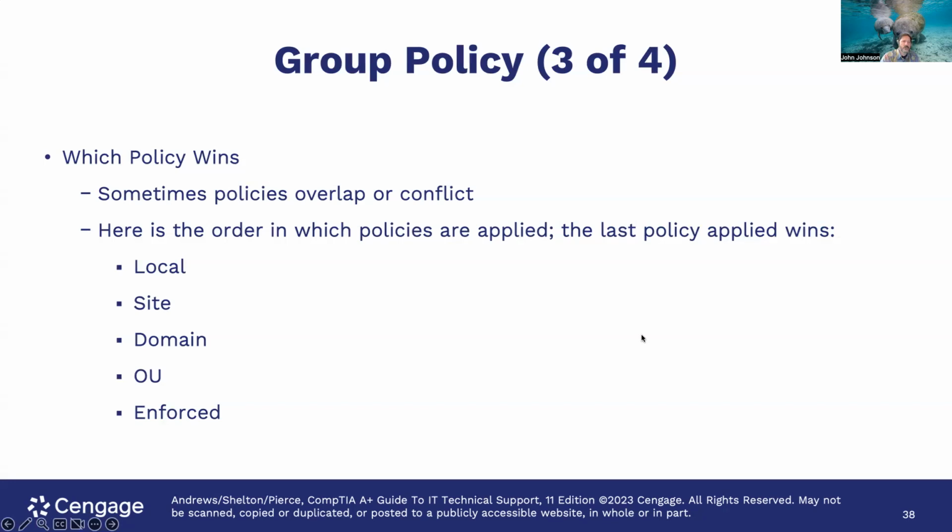So which policy wins? Well, this is going to be simple. Sometimes you've got different policies that are going to conflict with each other, and the order in which the policy is applied matters: the last policy applied wins. Sometimes you look at different systems, and they have different rules, like most restrictive or most loose or something like this. In this one, the last policy that's applied wins, whether that's the local, the site, domain, OU, or enforced.